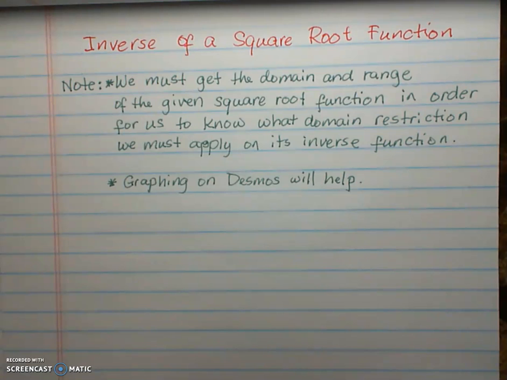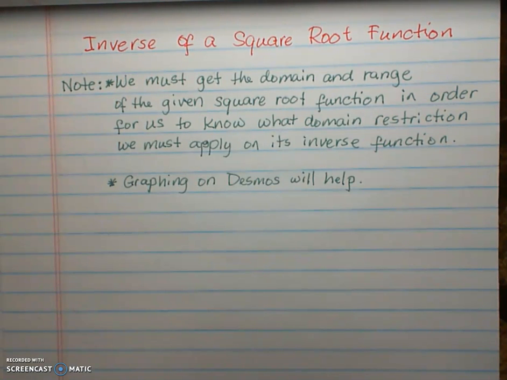Okay, everyone, we are now going to discuss the inverse of a square root function. Notice that here I wrote a very important note. We must get the domain and range of the given square root function in order for us to know what domain restriction we must apply on its inverse function. Why is this so? You would find out later that once we generate the inverse function, it's really going to come out as a parabola, which is a quadratic function, which you all know is supposedly not having any inverse.